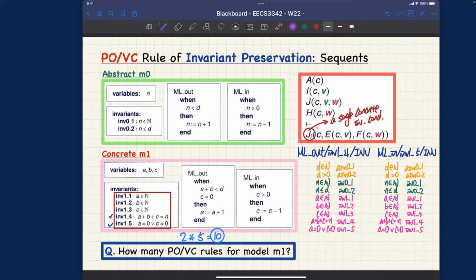And what about the concrete guard? In the case of ML out, if we want to specify the concrete guards, let's look it up. The concrete guard for ML out is exactly over here, right? So I'm gonna put A plus B less than D, C equals 0, right? Turnstile over here. And what about the concrete guards for ML in? For ML in, the concrete guard is simply just C larger than 0, right? So that will be, let me just box better, C larger than 0. C larger than 0. And turnstile.